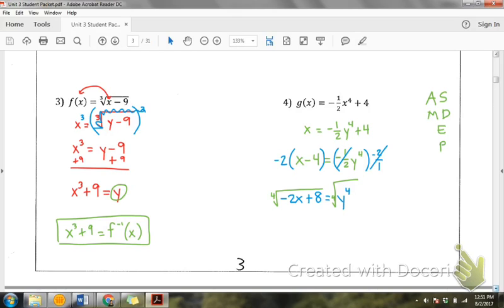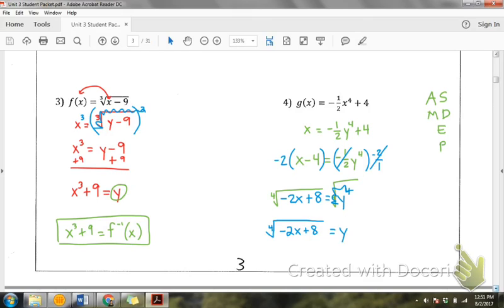Does the 4 go inside the check thing, or does it go on top of it? Or it doesn't matter? Yeah, it just needs to be little, right? It needs to be like this. What I don't want to see is this, because that means something completely different. Okay? So on the right side, the 4th root and the 4th power cancel out. So I just have y equals the 4th root of negative 2x plus 8.